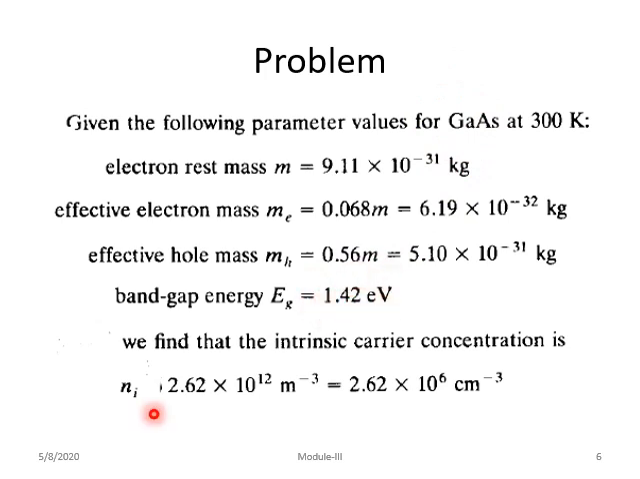Now if I want to calculate the intrinsic carrier concentration Ni, I use the previously mentioned equation, first calculating K with all those terms, and then calculating K times the exponential term, substituting everything to find the final answer. This is how we can calculate the intrinsic carrier concentration for GaAs at 300 Kelvin.